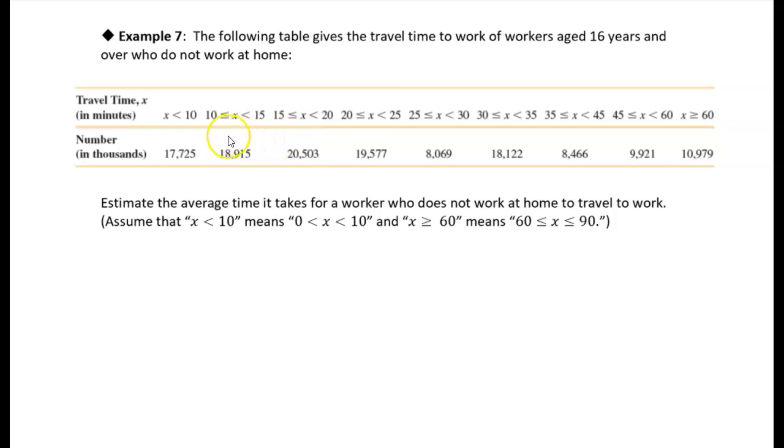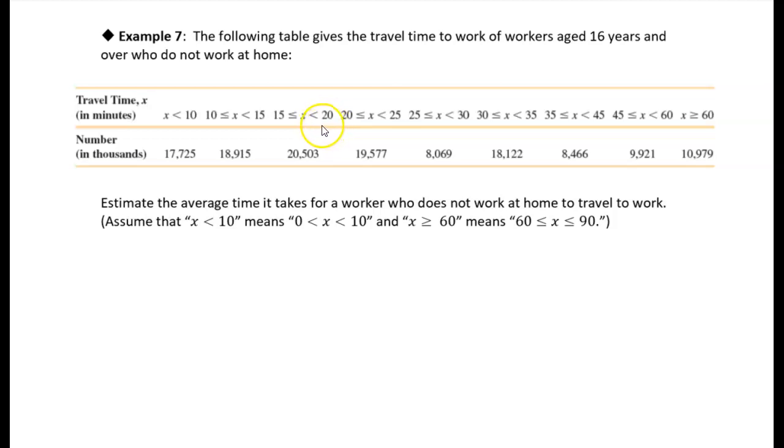We're given these intervals. So it's telling me that the travel time is less than 10 minutes for 17,725 workers. It's telling me that the travel time is between 10 and 15 minutes for 18,915 workers, and so on. It's giving me the frequency for each one of these intervals of time rather than discrete time points.